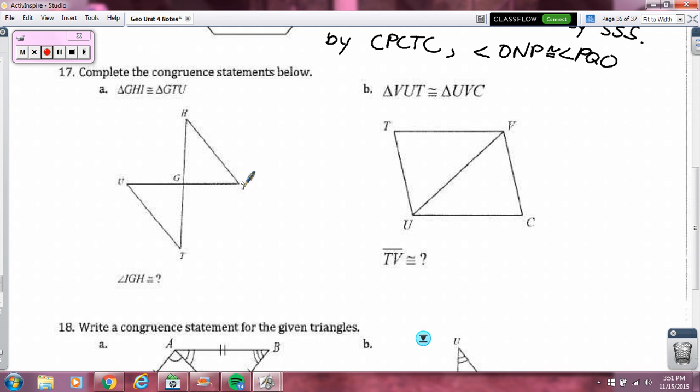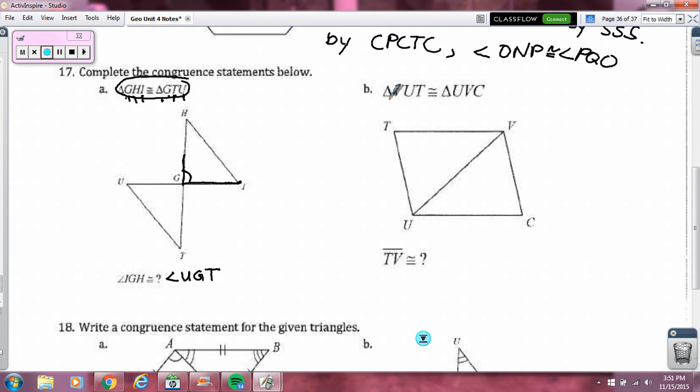Alrighty, next one. Complete the congruent statement below. We've got I, G, H. It's talking about this middle angle. I, G, H, then I better go U, G, T. So I goes with U, G goes with G, and H goes with T. I got that just by looking at the congruent statement, rather than looking at the picture.